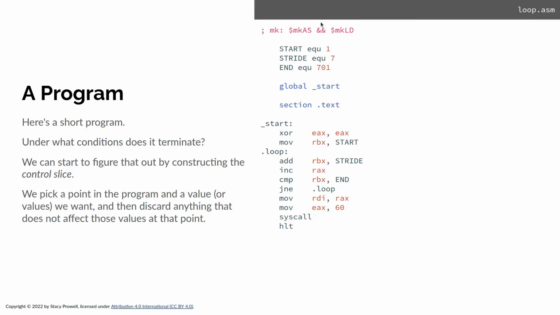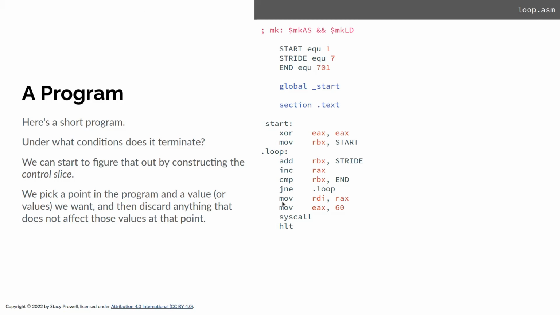It shouldn't look too elaborate. It's in assembly because we should be looking at lots of assembly. So I zero out EAX. I put start, whatever that is, in RBX. What is start? It's a constant defined up here, and here it happens to be 1. So I put 1 in RBX.